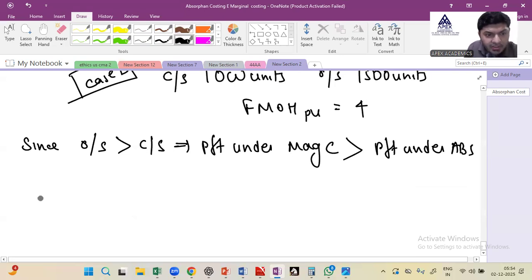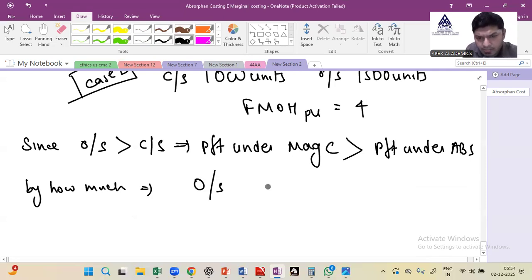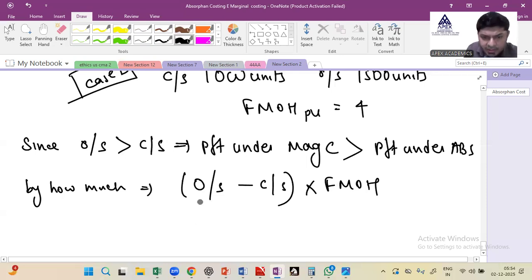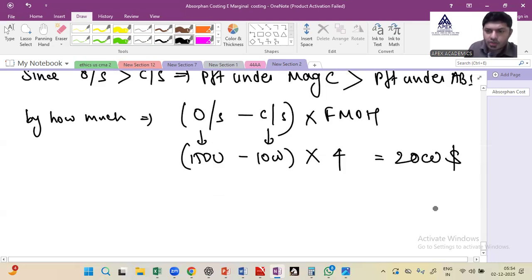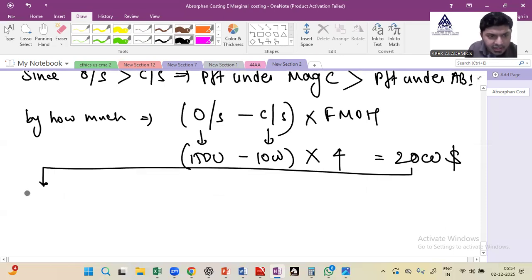Then the question is by how much? By how much is a very simple question. It is opening stock minus closing stock multiplied by fixed manufacturing overhead. What is my opening stock? It is 1500. What is my closing stock? It is 1000. I multiply that by my fixed manufacturing overheads, which is 4. The answer is $2000. So how do I write this in a statement?